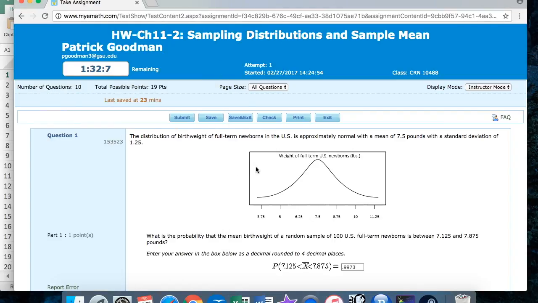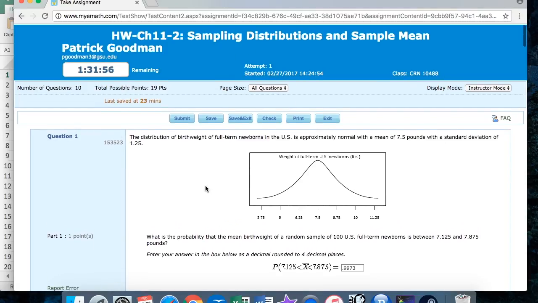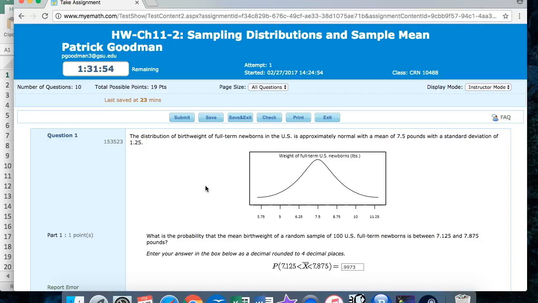Okay, so this next chapter is sample mean. The last one was about proportion. Now we're looking at the mean in these sampling distributions. So let's do this first problem. You're going to notice some similarities. It's pretty much the same thing. The only difference is we're working with means, not proportions.